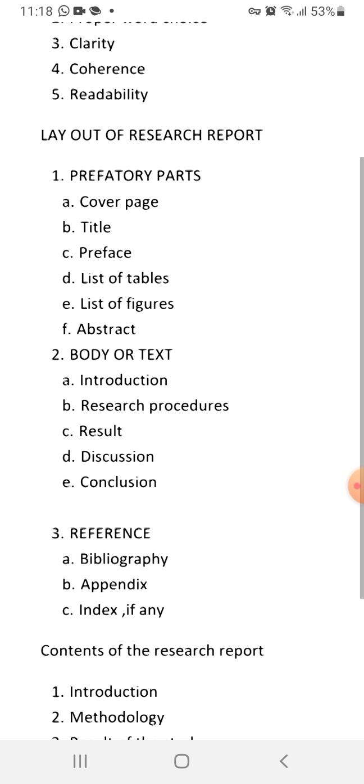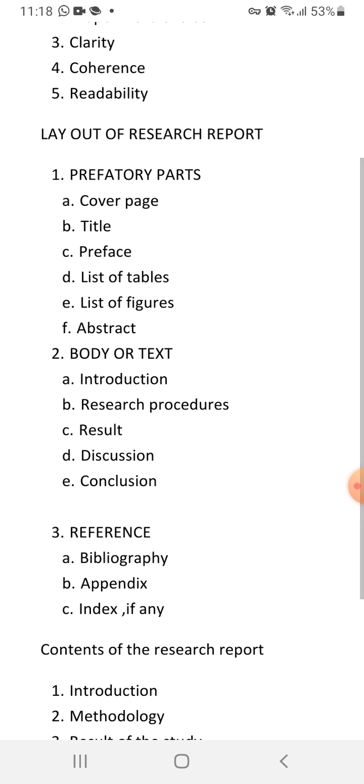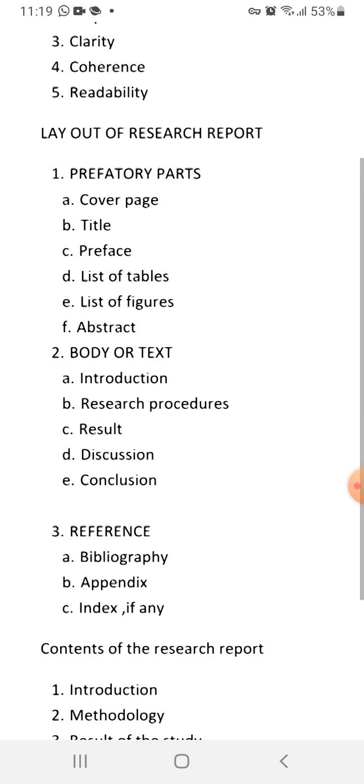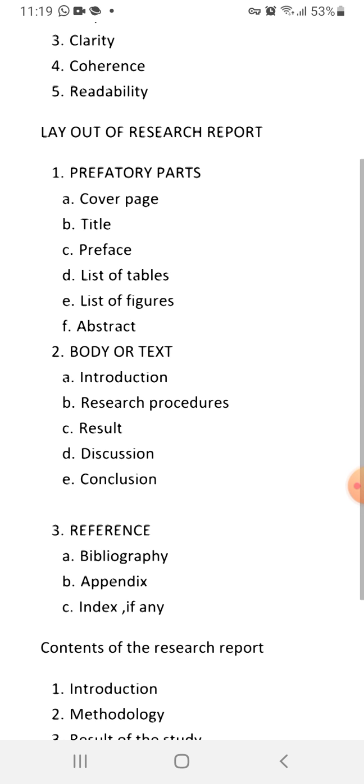Then abstract. It is a brief term used in the thesis to describe the topic, the scope, the principal findings, and the conclusions. Abstract means a brief description about the entire study. This is known as abstract. It is also known as synopsis. These things should be included in the prefatory parts.